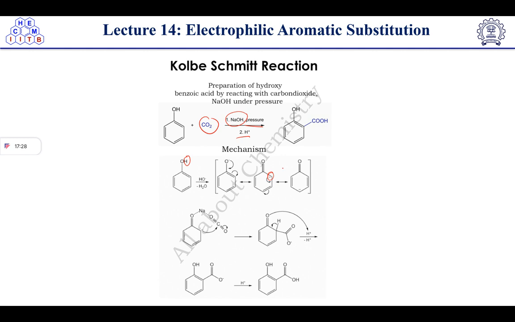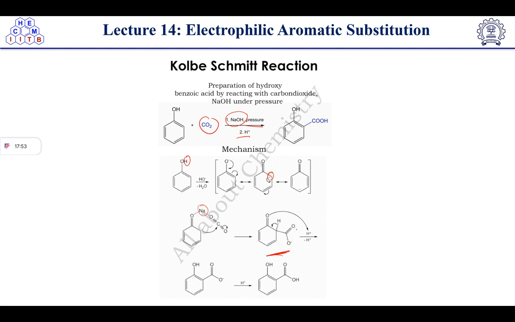So it will form a chelate with the carbon dioxide by the sodium ion. Sodium, because after the base attack, the sodium ion is there in the reaction, right? The sodium ion is there, so it will form the chelate, and this negative charge will attack on the electrophilic center of CO2, carbon dioxide, and it will form this type of intermediate.